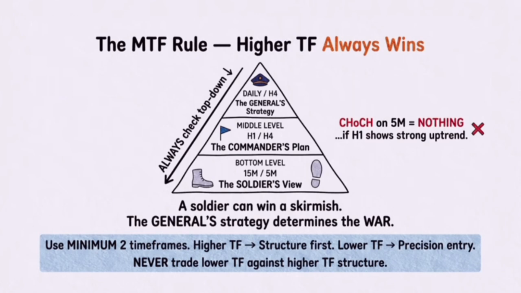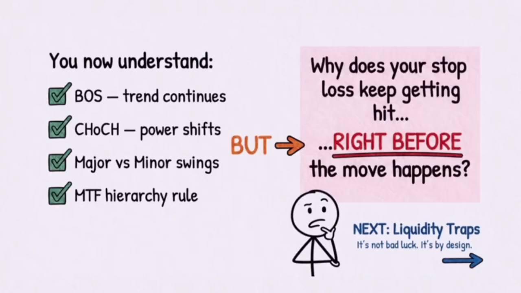Here's your practical rule. Use at minimum 2 time frames. Read structure on the higher one first, then zoom into the lower one for precision. And never ever trade a lower time frame signal that contradicts the higher time frame structure. Now you understand BOS and CHoCH, but there's one more layer that separates amateurs from professionals. Understanding why your stop loss keeps getting hit right before the move happens.